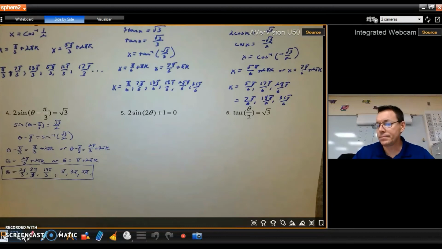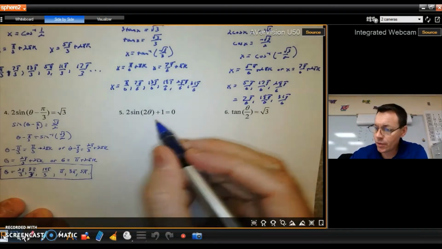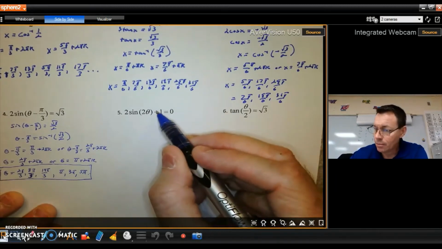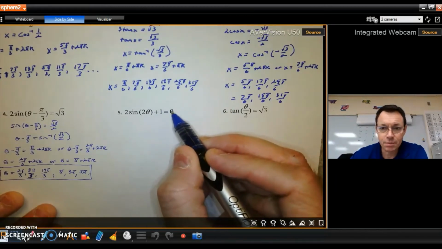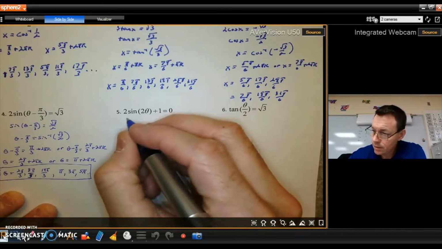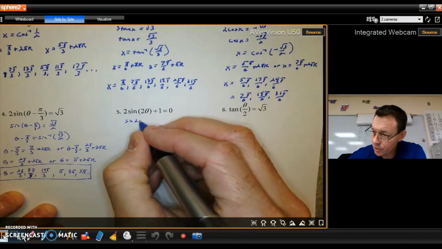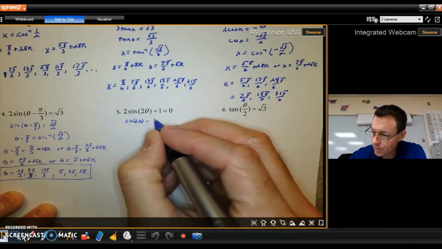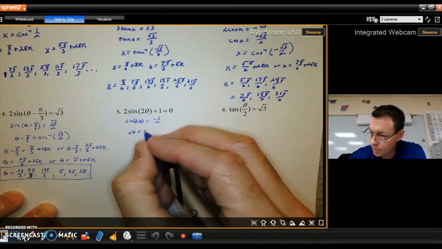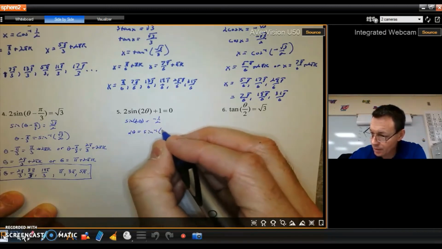All right, look at the next one. All of these are just a little bit different from each other. So this one, again, if you don't mind, I'm going to do a couple things together. I'm going to move the 1 over. That's going to become -1. I'm going to divide by 2. So sine of 2 theta equals -1/2. So 2 theta equals the inverse sine of -1/2.